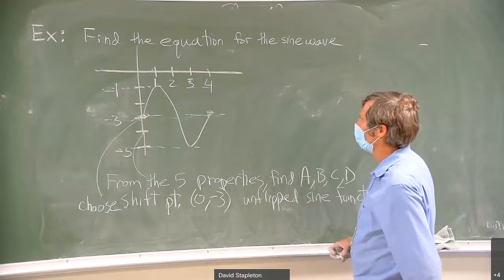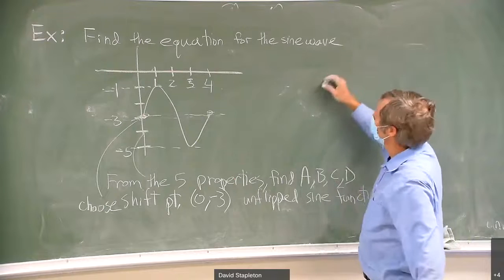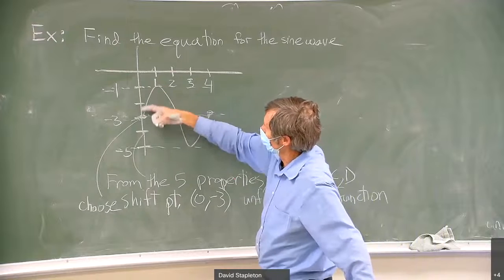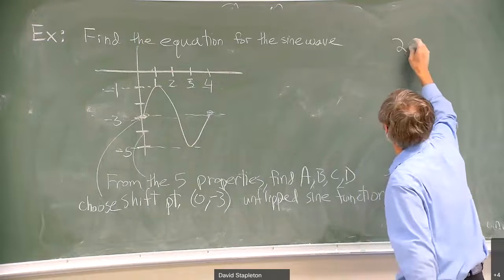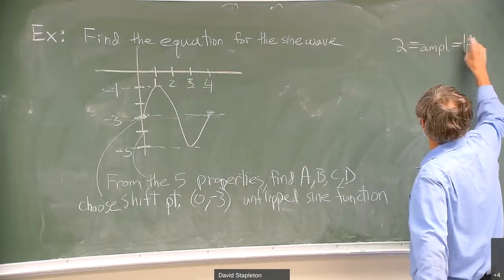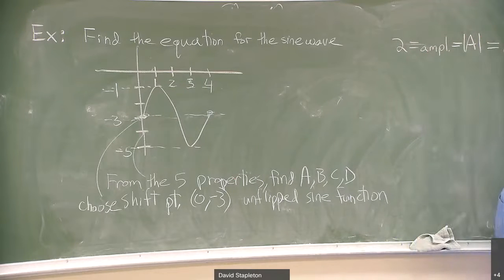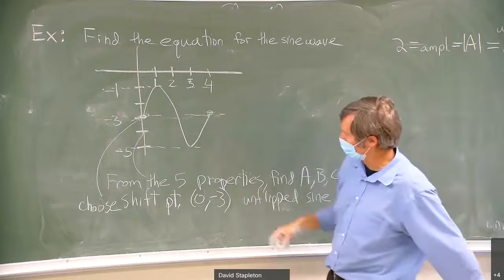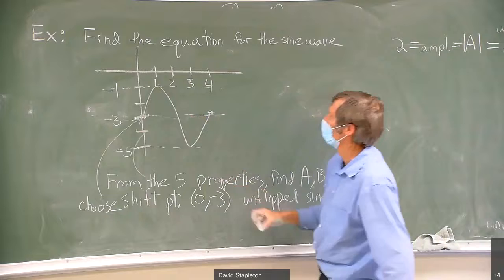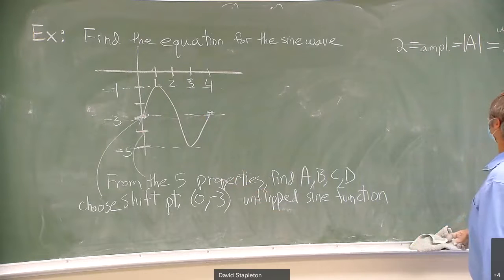Now, I look and see the amplitude in here. Since it goes up 2 units from there and down 2 units from there, evidently 2 is the amplitude, which is also the absolute value of A, but it's unflipped, so that's actually equal to A. So I just got A equals 2. From looking at how high it goes up and down, it goes up 2 units, down 2 units. A must be plus or minus 2. It's unflipped because it's coming up through the shift point. So we say A is plus 2.